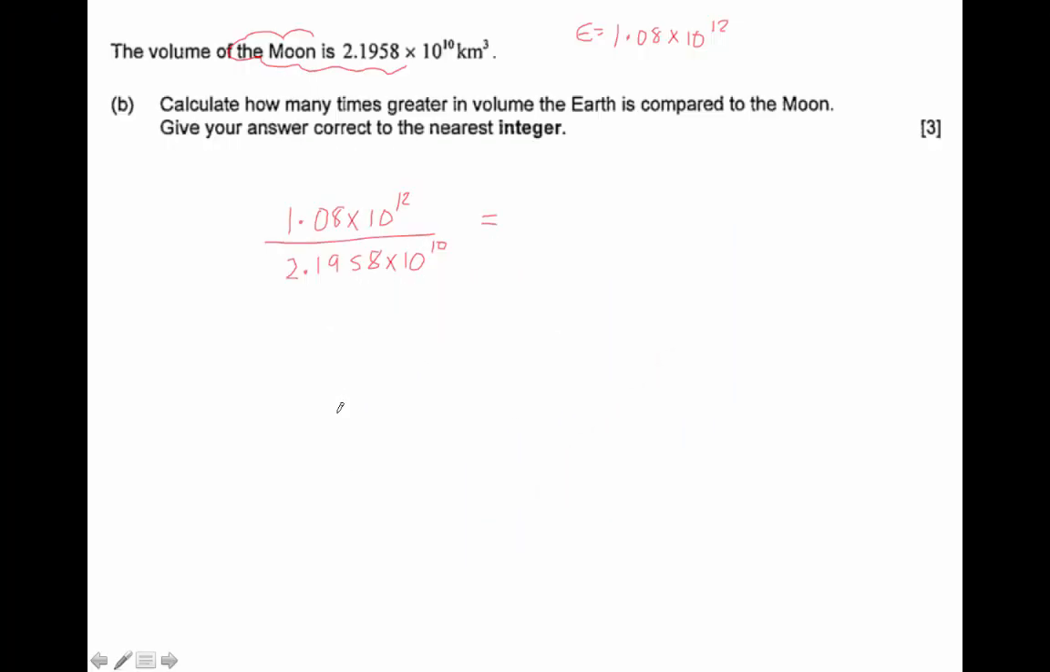49.1848. Now, some people rounded this to 3 significant figures, which would be 49.2. But it says give your answer to the nearest integer, so you're going to lose a mark if you don't do that. An integer is a whole number. The nearest whole number to 49.2 is 49, so you had to get down to 49 to get full marks.